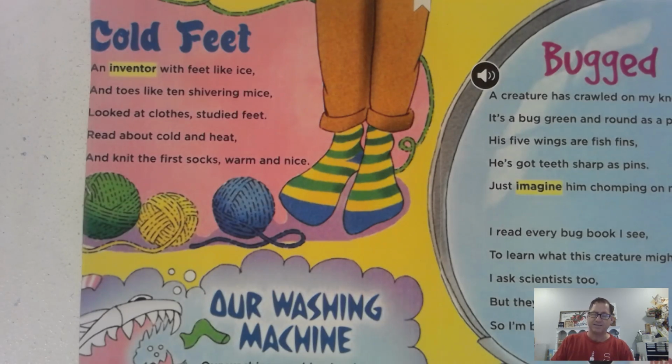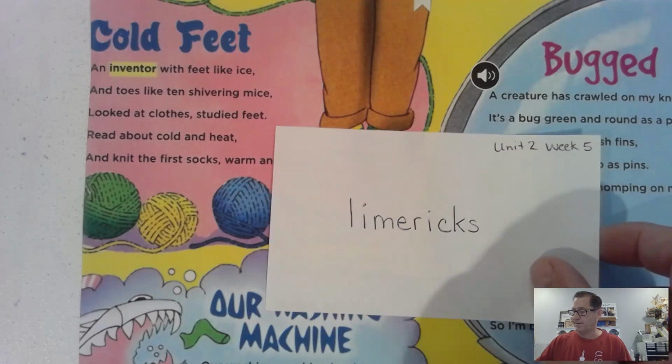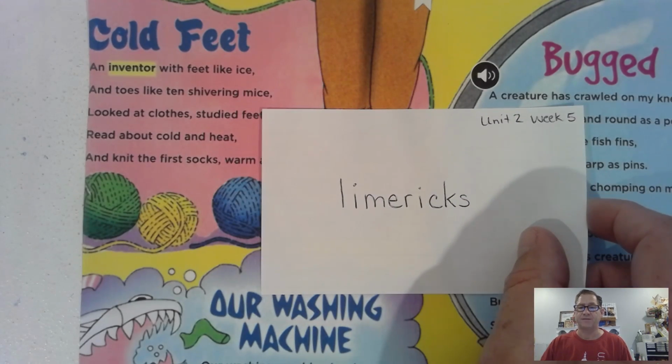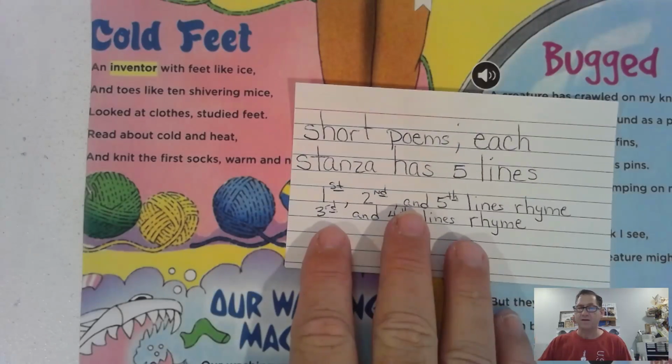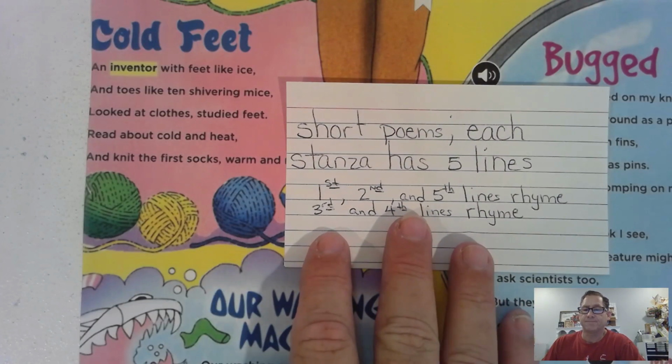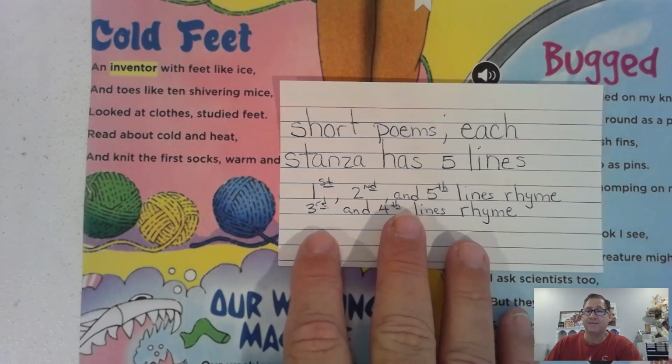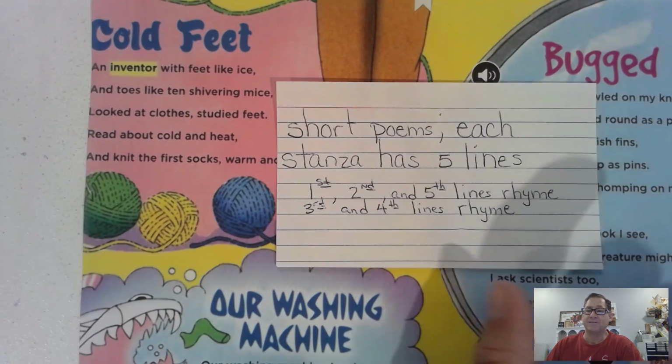Okay, so what is a limerick? Okay, so let's write limericks. We'll look at the other 2 examples after we do this. Limericks, they're short poems. As I mentioned, each stanza has 5 lines. So in the last one that I read, it has 2 stanzas of 5 lines each.